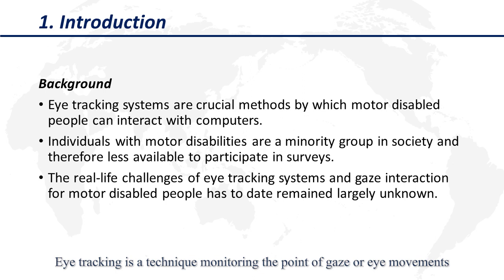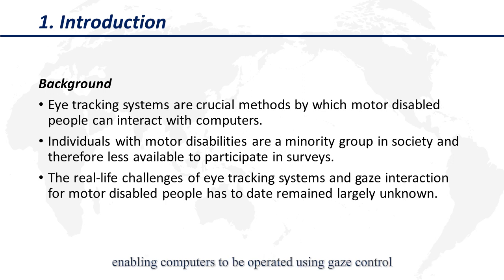Eye tracking is a technique monitoring the point of gaze or eye movements, enabling computers to be operated using gaze control. Eye tracking systems are crucial methods by which motor disabled people can interact with computers. Individuals with motor disabilities are a minority group in society and therefore less available to participate in surveys. The real-life challenges of eye tracking systems and gaze interaction for motor disabled people have remained largely unknown.